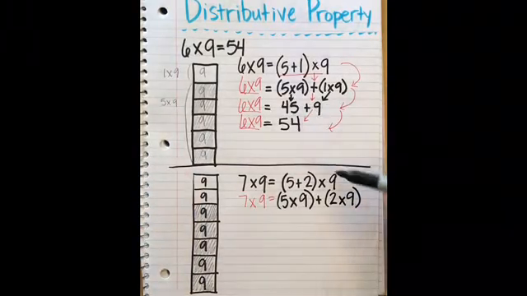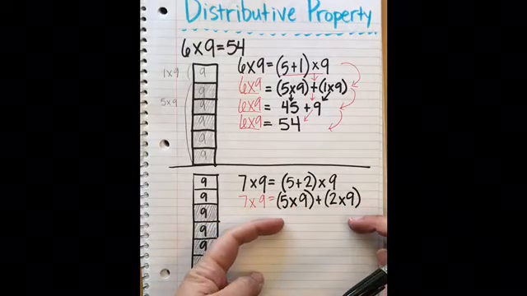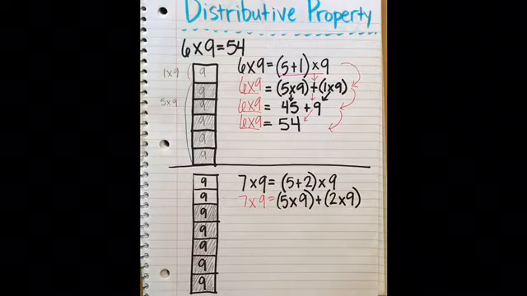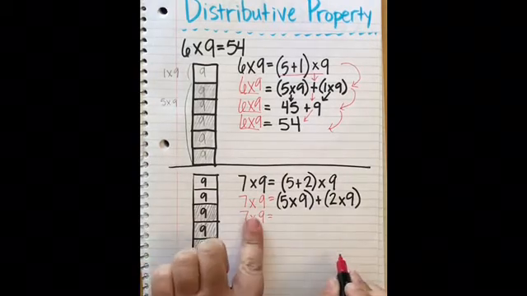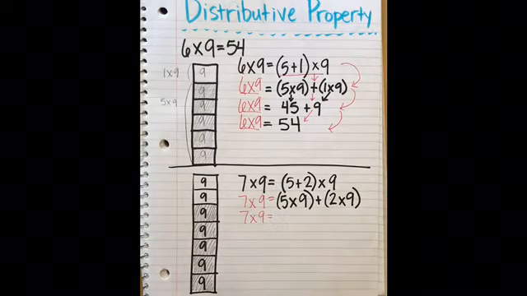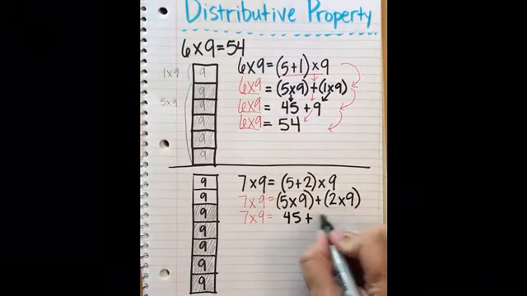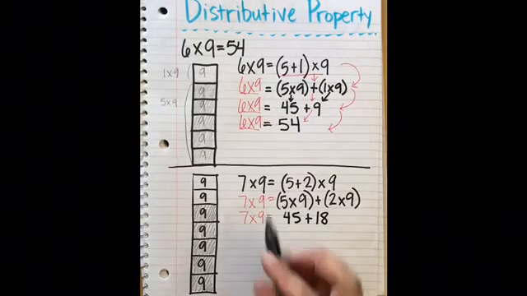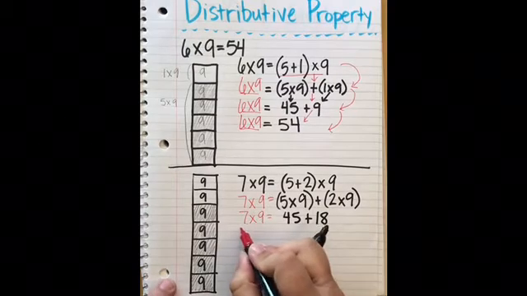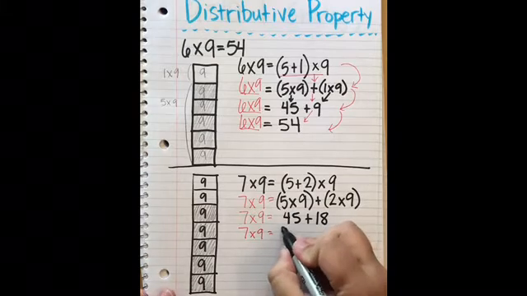All right, our next step is to solve our parentheses. So you're going to solve these 2 and write it on the line underneath. Go ahead and press pause and press play. All right, so nothing has changed over here. We haven't done anything with this side of the equation. So we're going to do 5 times 9. We already know that from our previous problem is 45. Plus 2 times 9 is 18. Now you guys are ready to solve for realsies. Go ahead and do that. Press pause and press play. All right, our final answer for 7 times 9 equals 63.